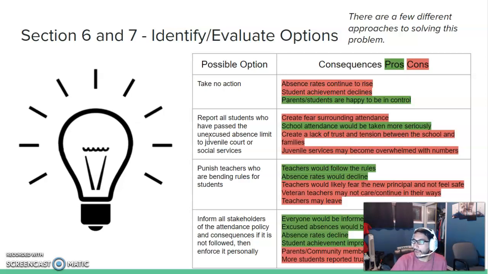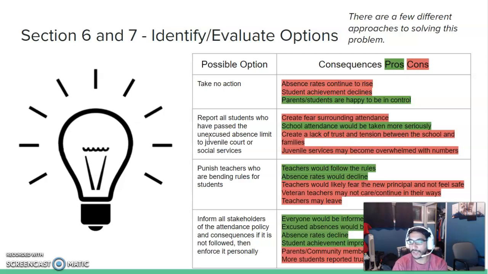So another option would be to punish teachers who are bending rules for students. The pros of that would be teachers would follow the rules, and absence rates would decline. Some cons to that would be teachers would likely fear the new principal and not feel safe, veteran teachers may not care and continue in their ways, and teachers might leave.